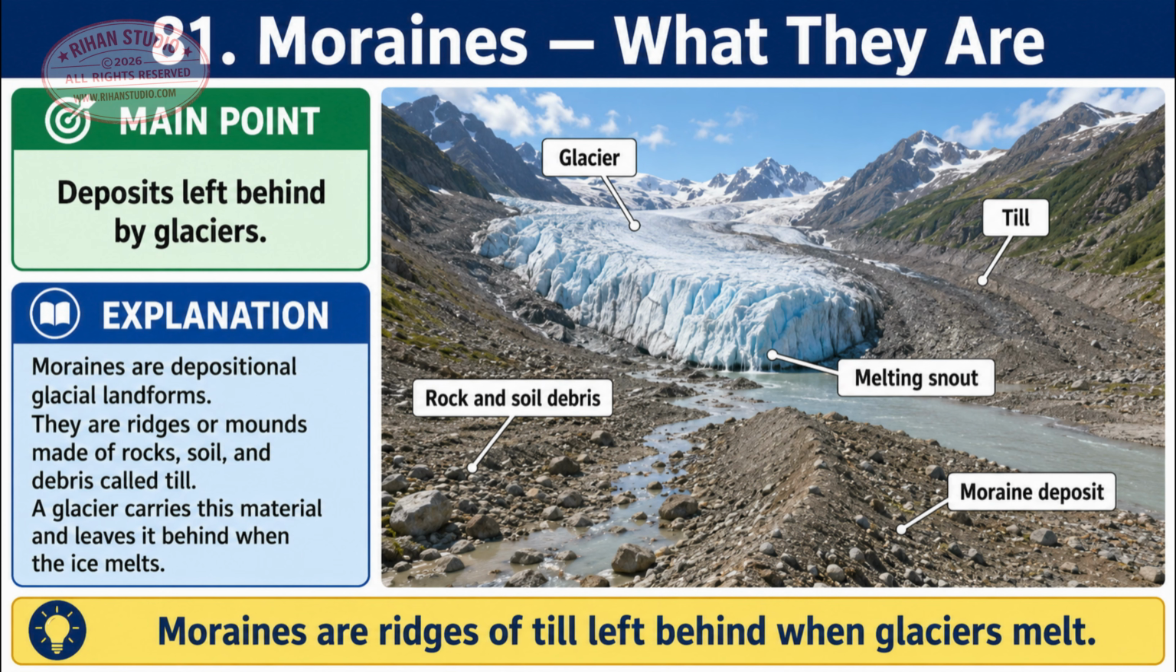Moraines. What are they? Deposits left behind by glaciers. Made of rocks, soil, and debris called till, deposited when a glacier melts. Figure 2.19. Moraines are depositional glacial landforms, ridges or mounds of rock, soil, and debris, together called till, that a glacier carries along and then leaves behind. They form mainly when a glacier melts and dumps the material it had been transporting.